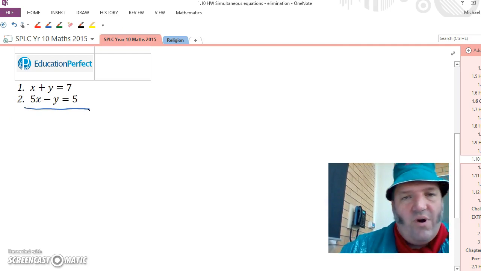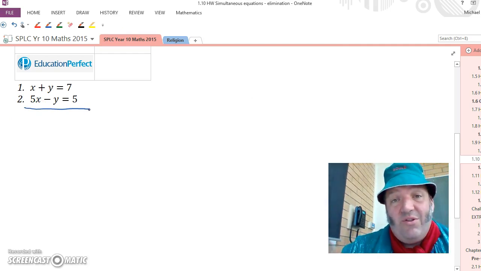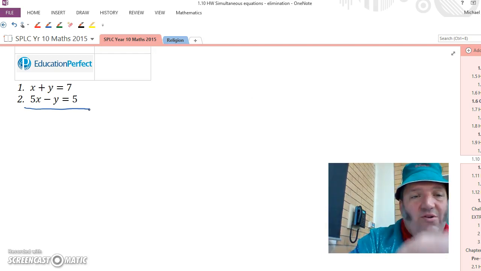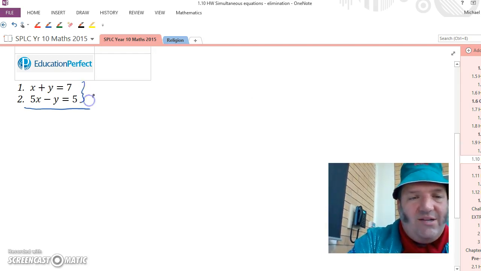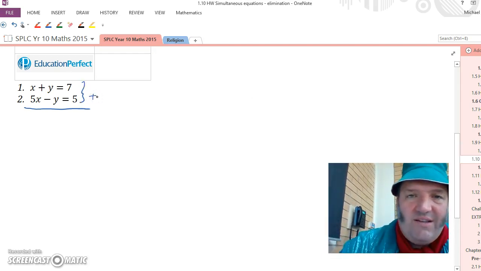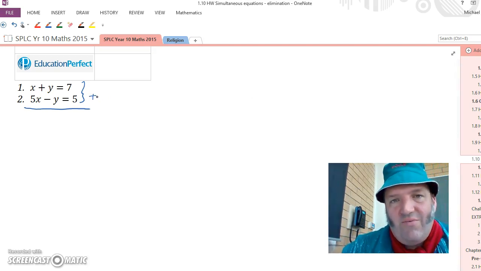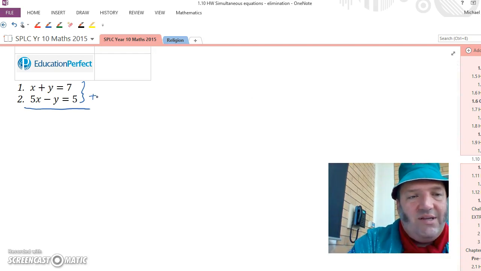The coefficients of y have the same magnitude. They're both 1. One's positive and one's negative. If I add y and negative y, that would equal 0, wouldn't it? So that's what I'm going to do. I am going to add each of the equations. Because the left-hand sides are equal to the right-hand sides, I add the left with the left, the right with the right, and I'll maintain equality.